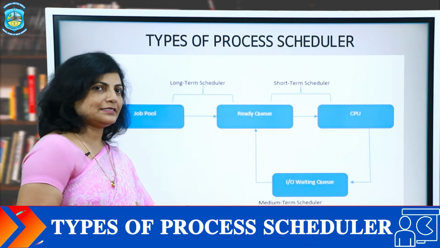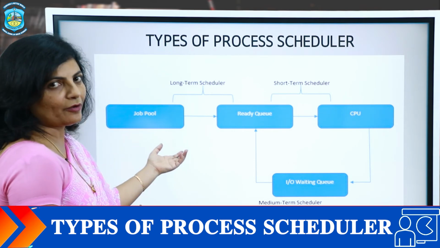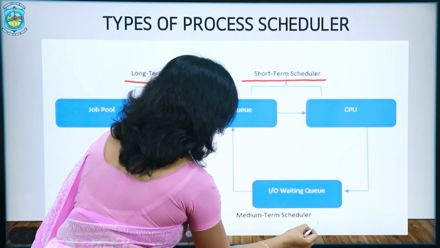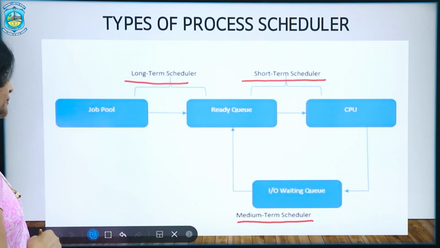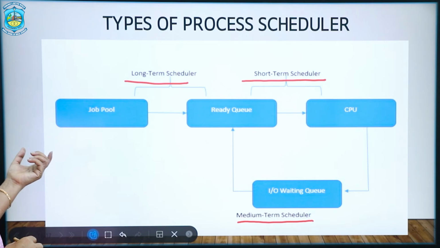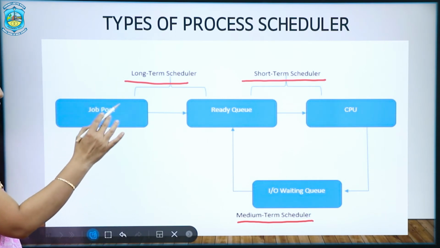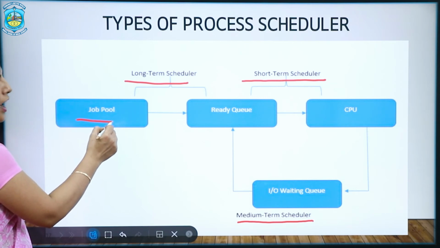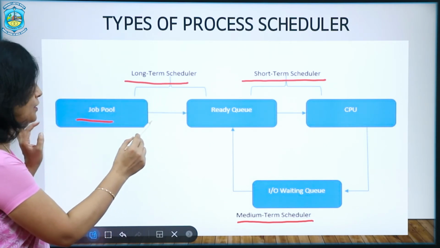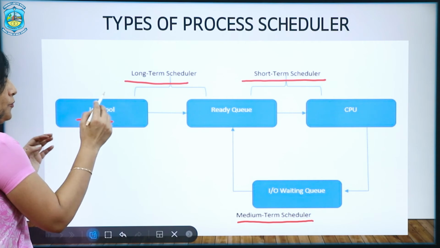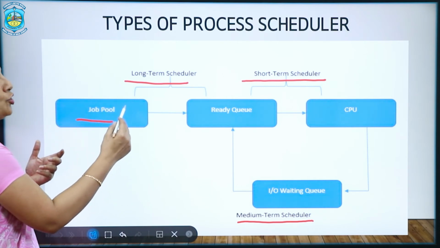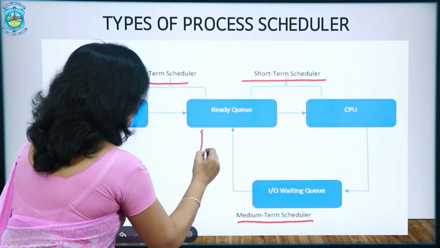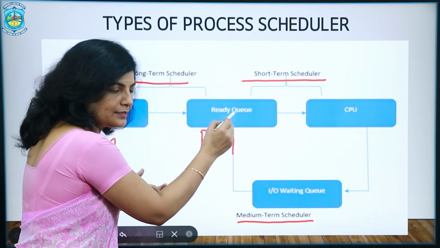Now let us once again understand with the help of this diagram the long-term scheduler, short-term scheduler and medium-term scheduler. We learnt about queues. Queues are actually handled by these schedulers. The processes which are kept in the job queue are handled by the long-term scheduler. When processes are created, the long-term scheduler moves them from the secondary memory to the primary memory, that is, into the ready queue.